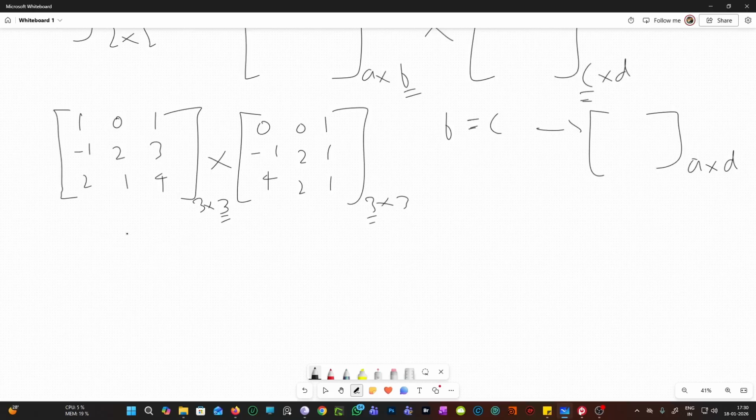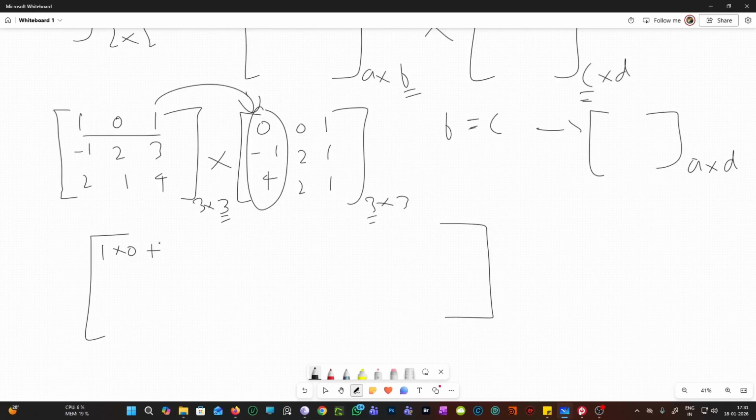So first we multiply this whole row by this whole column, based on the corresponding elements. First, 1 is multiplied by 0. What we are doing is multiplying this row by this column. First 1 is multiplied by 0, plus 0 multiplied by minus 1, then plus 1 multiplied by 4.